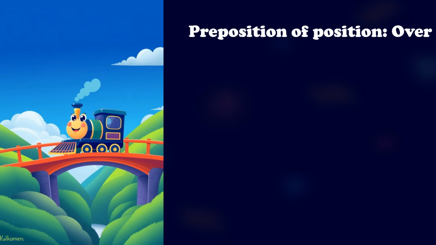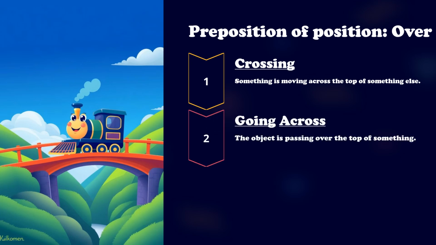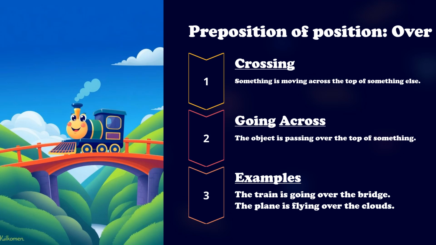And the last preposition of today is over. Over is used when something is moving across the top of something else. When we are crossing, going across, the object is passing over the top of something. It's moving from one position to another without touching the object. For example, the train is going over the bridge. That means it's running over the bridge.